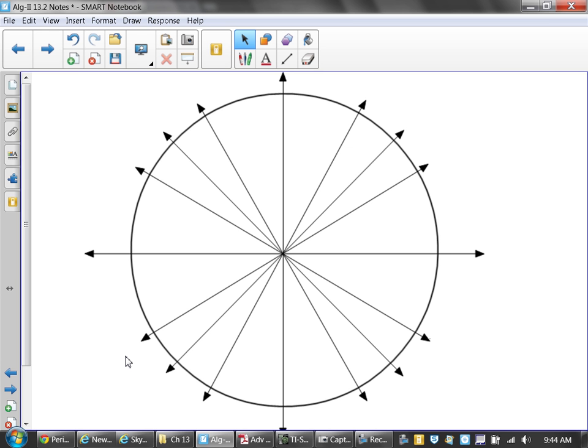So basically right now you guys have something like this in front of you. Now, we've already talked about being at 0, 90, 180, 270, 360. So this was 2 pi. This was pi over 2. This was pi. And this is 3 pi over 2.